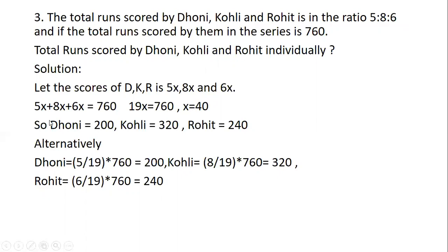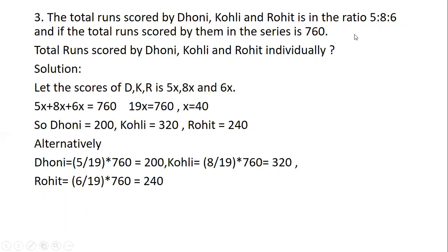Now just substitute the value of x into each of their ratios. So 5x, 5 into 40 is 200. 8 into 40 is 320 and 6 into 40 is 240.